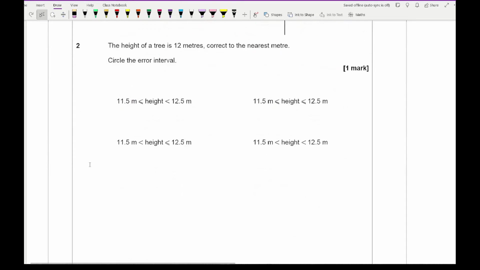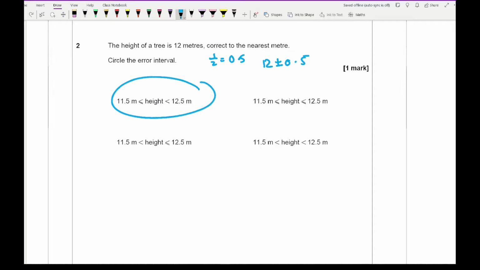For question 2, it says the height of a tree is 12 meters, correct to the nearest meter. Circle the error interval. Now, if it's to the nearest meter, I divide that by 2, which gives me 0.5. So what I want to do is 12 plus or minus 0.5. And which of those does it equate to? It's going to be the first one. The reason why is that the upper value always has to be less than. So that's why it's option 2 rather than any of the other options, because it can equal the lower bound, but it can't equal the upper bound.